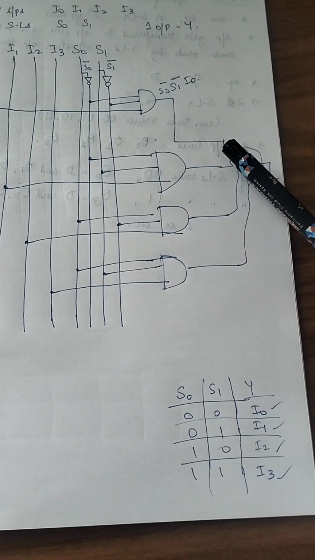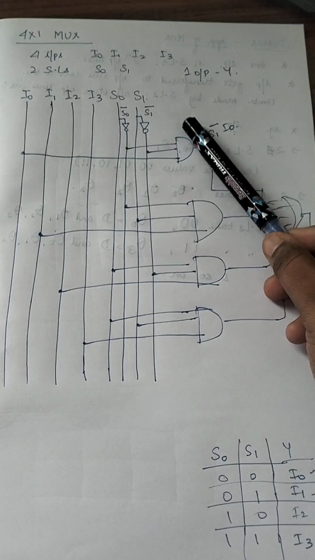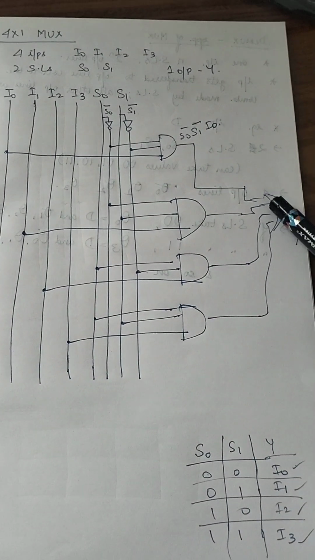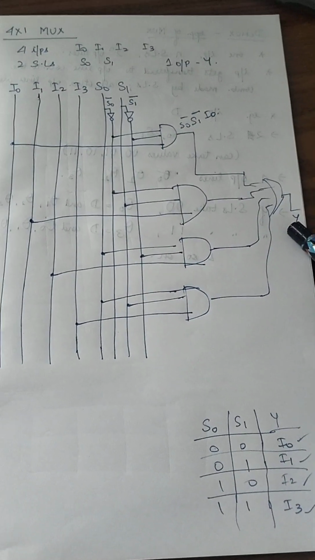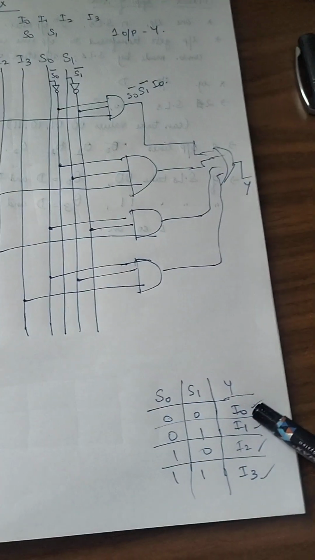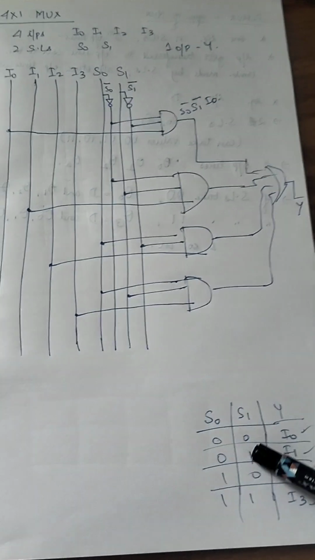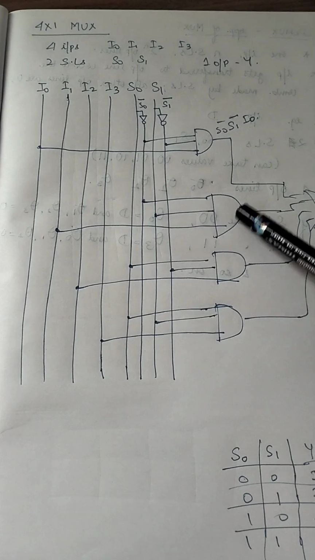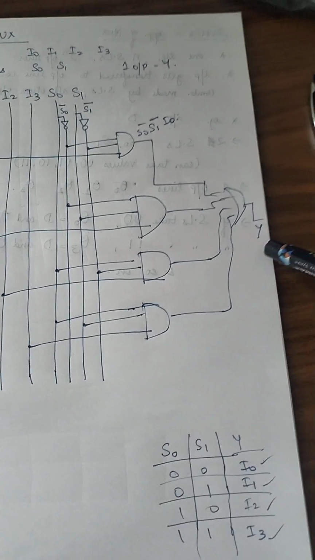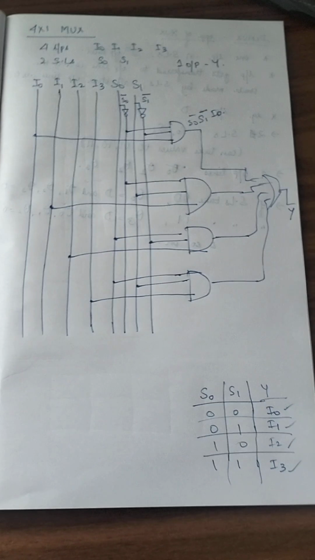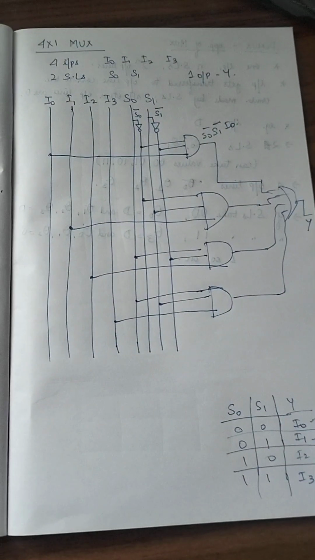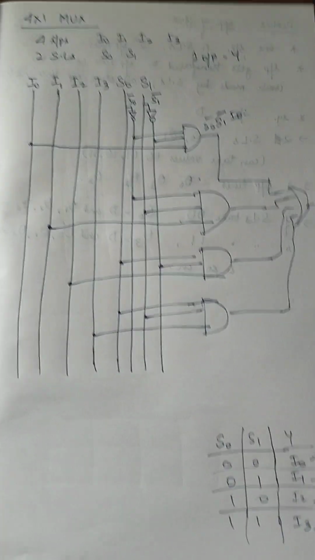Let's say if my selection lines are 0, 0, this one is going to give me I0, and all other 3 are going to be 0. So I0 or 0 or 0 or 0 will be I0. So when my selection lines are 0, 0, I0 is what I am getting back as output Y. Similarly, if my selection lines are 0, 1, this one will give me the output I1 and all others will be 0. You put everything through an OR gate, you will get back I1. And similarly for the other 2 cases. So this is how we construct a 2^n cross 1 multiplexer.